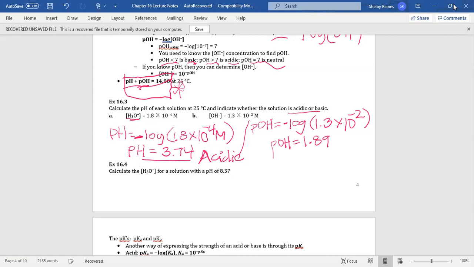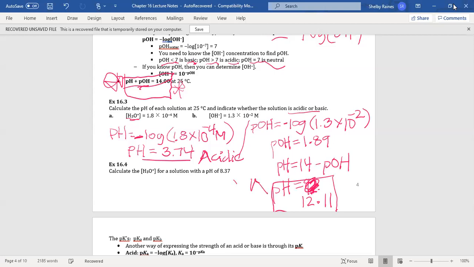All right, well, I'm asked for pH, not pOH. So to find pH would just be 14 minus pOH. All I did was rearrange this equation. So my pH then would be 12.11. Therefore, this is greater than 7, so this solution is basic.